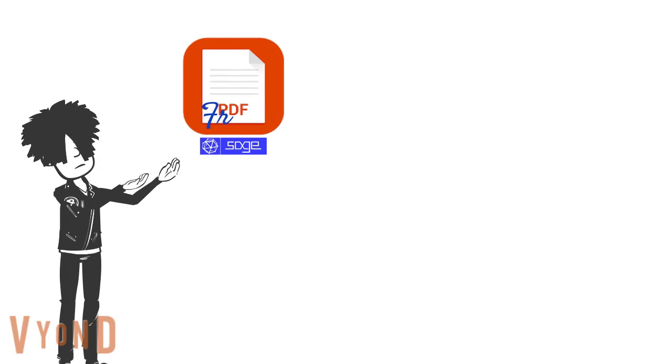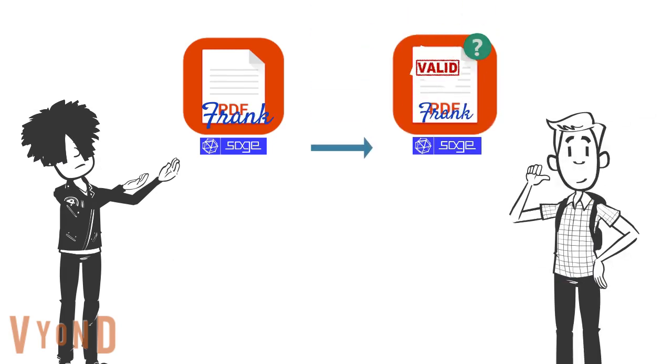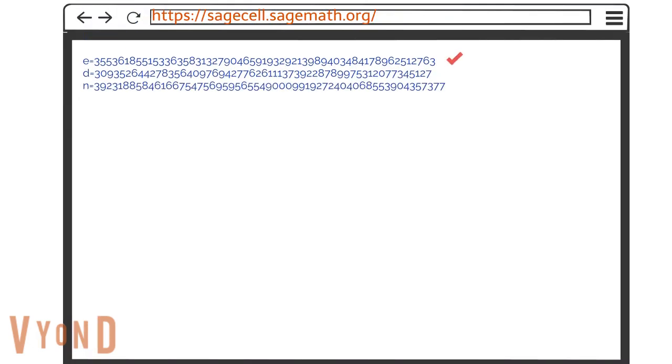Now I demonstrate how Pete uses Sage Math to sign a PDF file, and how Greg verifies Pete's signature using Sage. First, Pete obtains two pre-calculated keys, private and public keys. He publishes the public key and keeps the private key to himself.